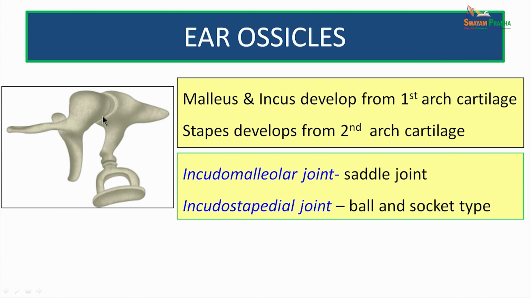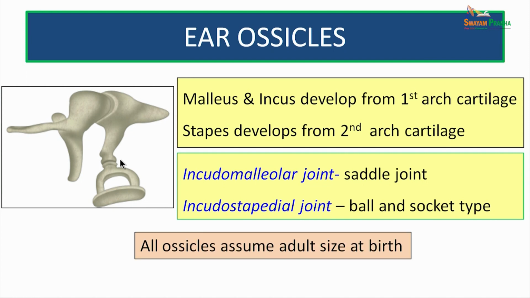The malleus and the incus develop from the first arch cartilage, whereas the stapes develops from the second arch cartilage. The incudomalleolar joint is a saddle joint, whereas the incudostapedial joint is a ball and socket type joint. Incidentally, that is the smallest ball and socket joint in our body. All the ossicles assume adult size at birth.